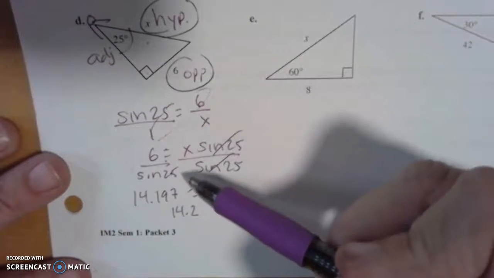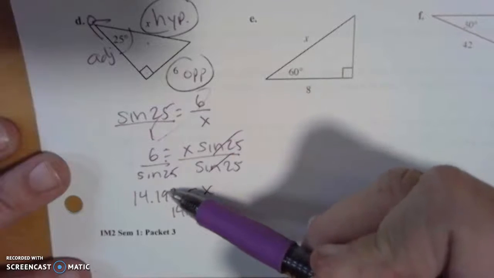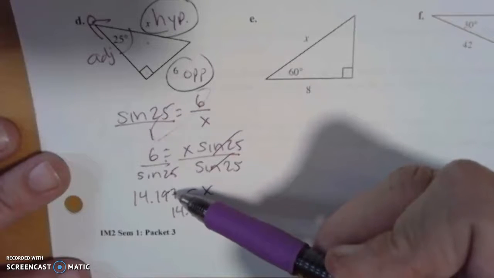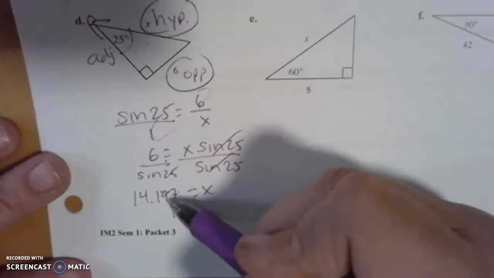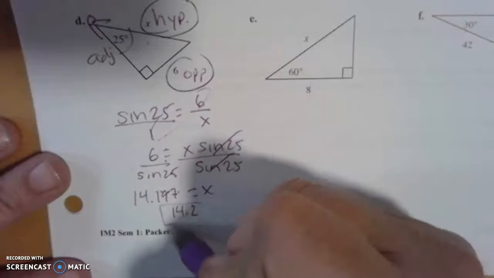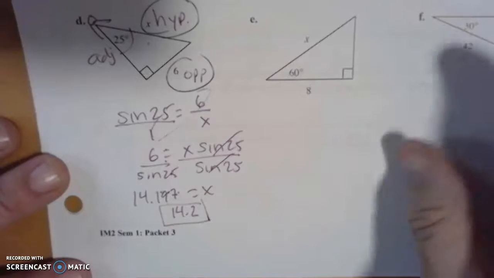Pay attention. What does it say? Go to the hundredth spot, go to the thousandth spot, go to the 10th spot. If I go to the 100th or the 10th spot, this is going to be 14.2. All right, next problem.